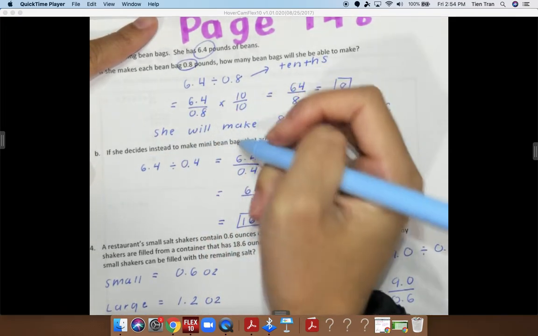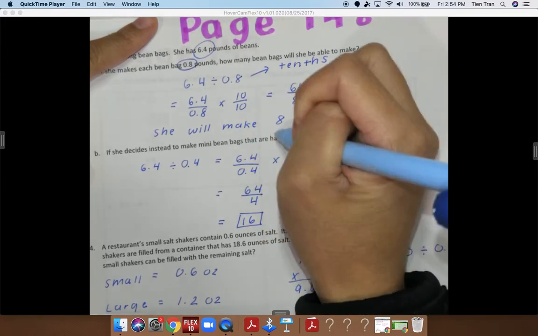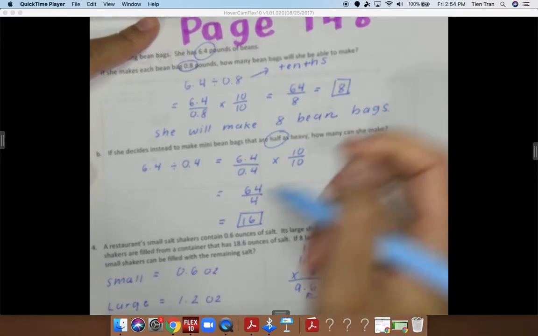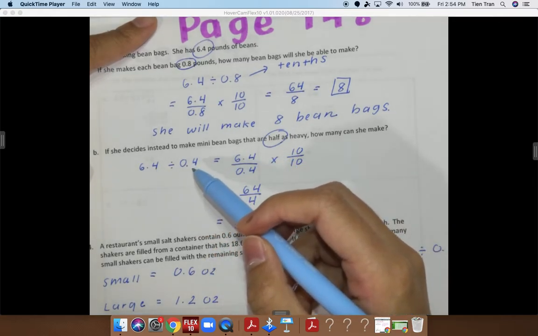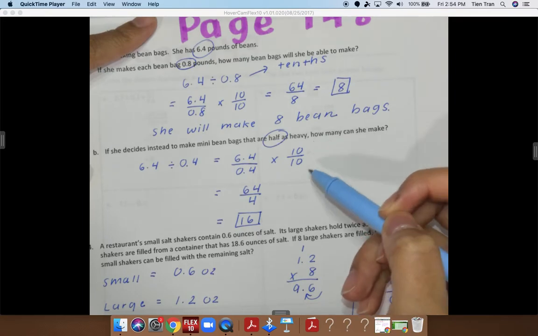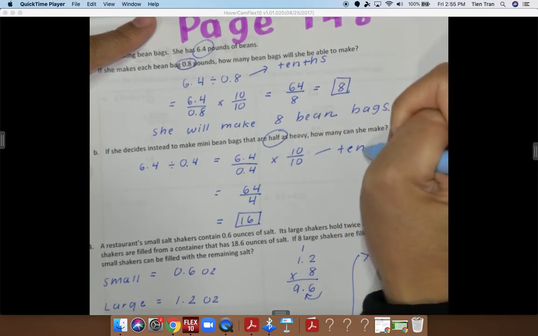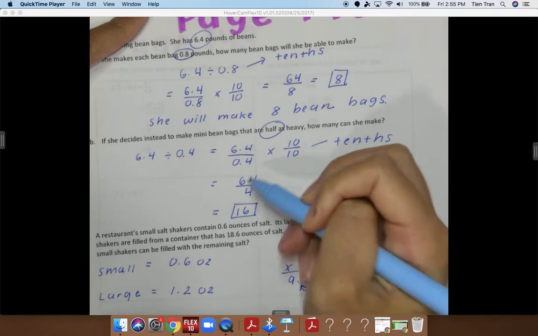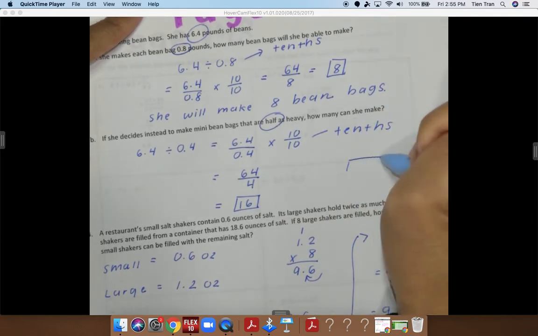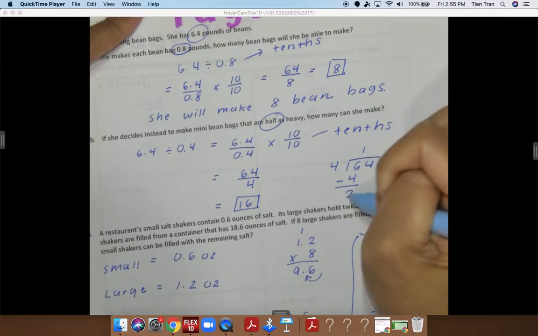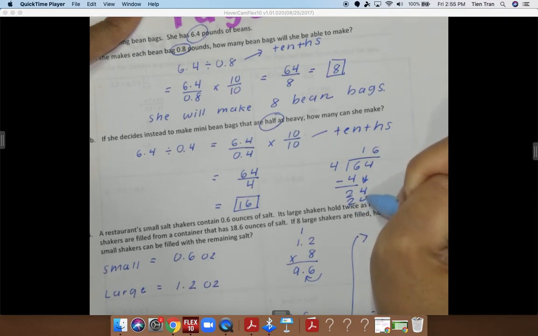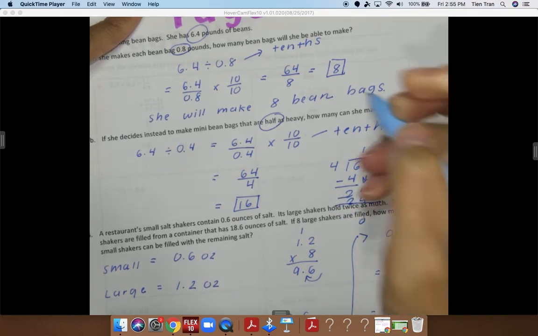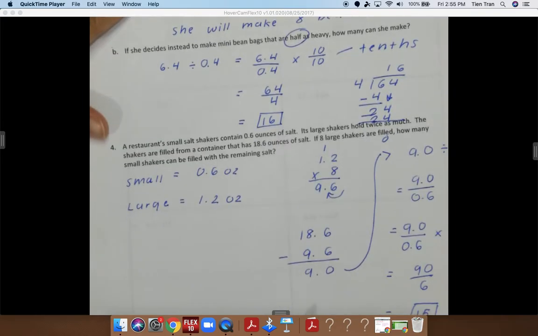If she decides to make mini bean bags that are half as heavy, how many can she make? So in this case, we are going to have 64 tenths divided by 4 tenths. We're going to multiply times 10 over 10 because, again, we are multiplying in the tenths place. 64 divided by 4 is equal to 16. And you can also see that by using this division right here. Bring down your 4. 4 can go into 24 6 times. 24 minus 24 is 0. So we get 16 as our answer.